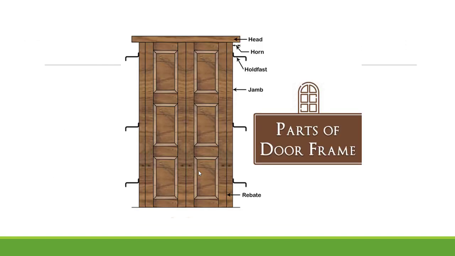And then some of the remaining parts are head, horn, holdfast, jamb, and then rebates. What is head? Head is the top horizontal member of the frame. This whole part is called head, right?